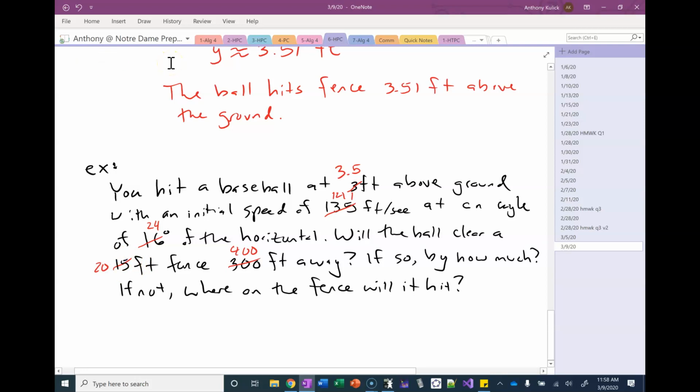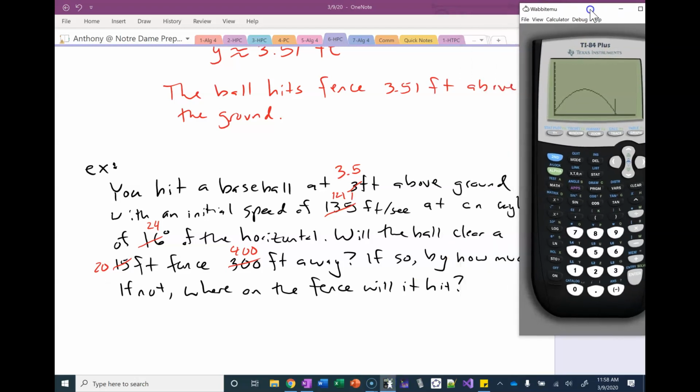Second example. So it's the same situation. I've just changed the information. So here the pitch was a little bit higher. We hit it at a little bit steeper angle, a little bit harder, but it's got to go way further and clear a much higher fence, right? What do we think? We gonna make it? There's a possibility. It was kind of close last time, right?